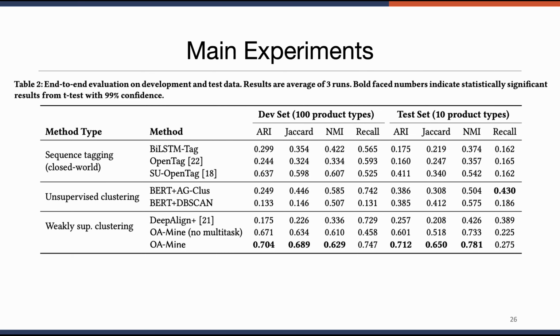From the results, I want to highlight a few points. Firstly, if you look at the sequence tagging-based methods, they do not perform well with limited training data. And secondly, BERT plus AG class, which is a method that does not handle noise and includes everything in its prediction, does have a better recall on the test set, but it has a very poor performance judged by other metrics. And overall, our method just performs better than the other methods across the board.